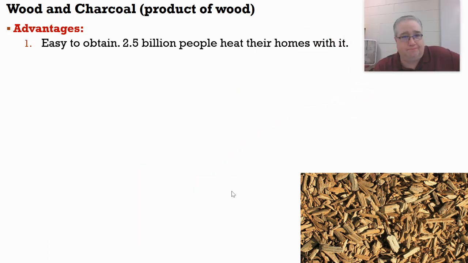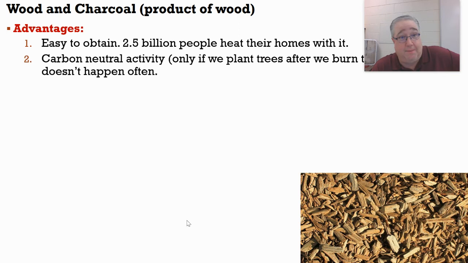Wood and charcoal. Again, it's really easy to obtain. 2.5 billion people around the world actually heat their homes with wood and charcoal. So think about that: 2.5 billion, right? There's what, 7.5 billion people on the planet. So this is close to a third of the people on the planet heating their homes with wood. That's a lot of people.